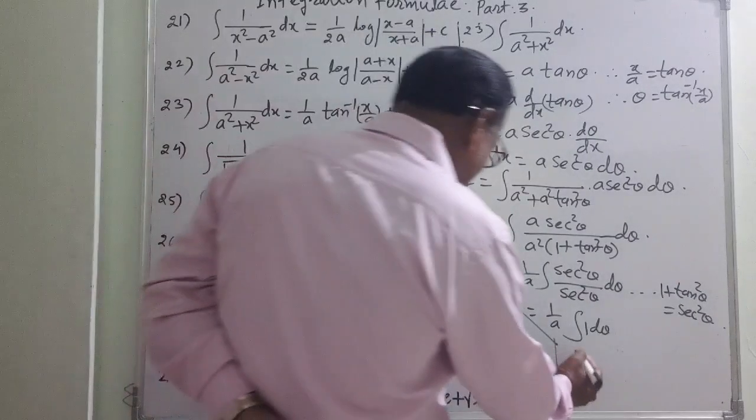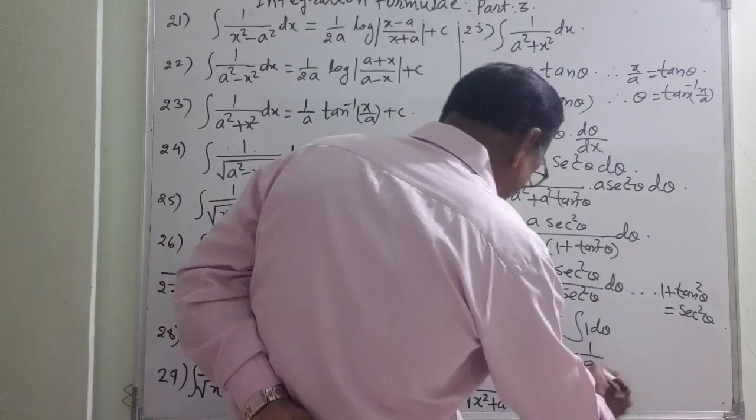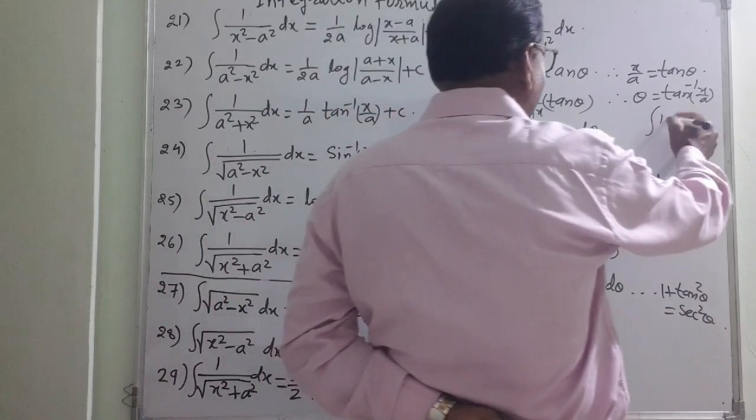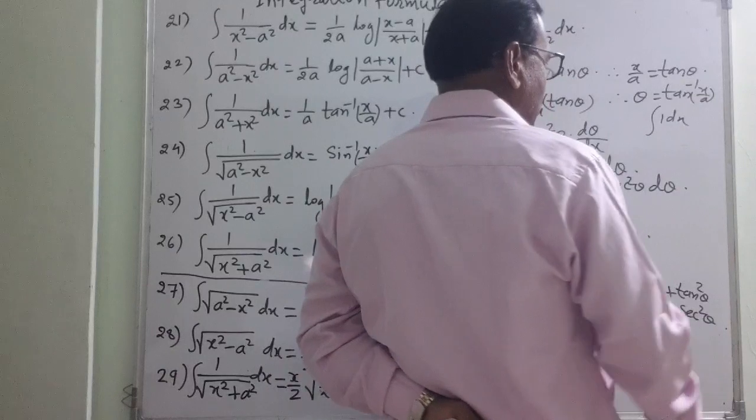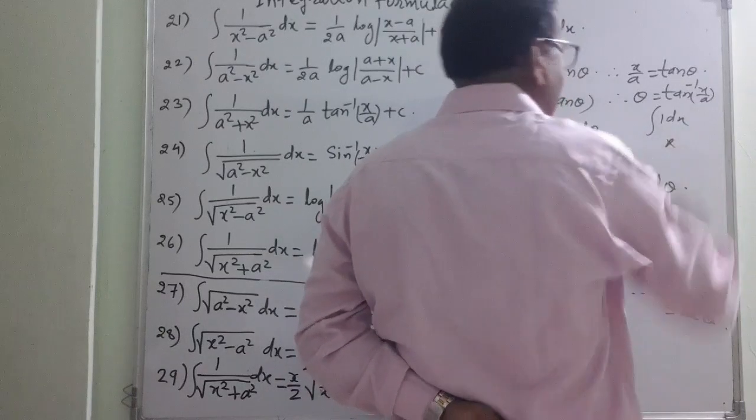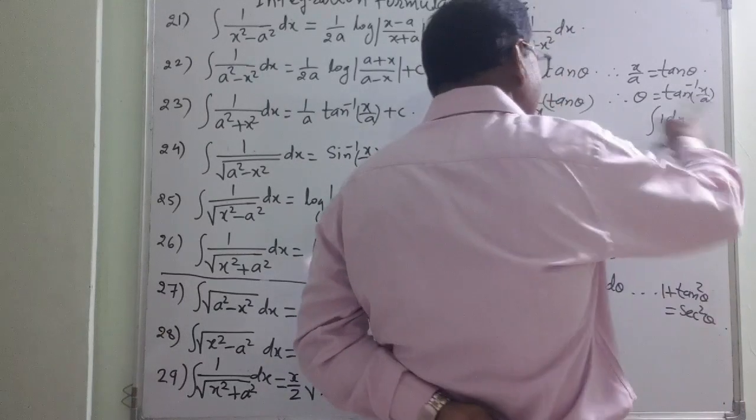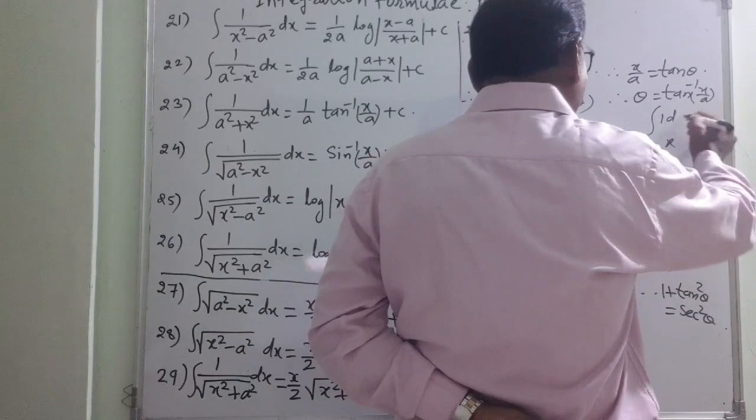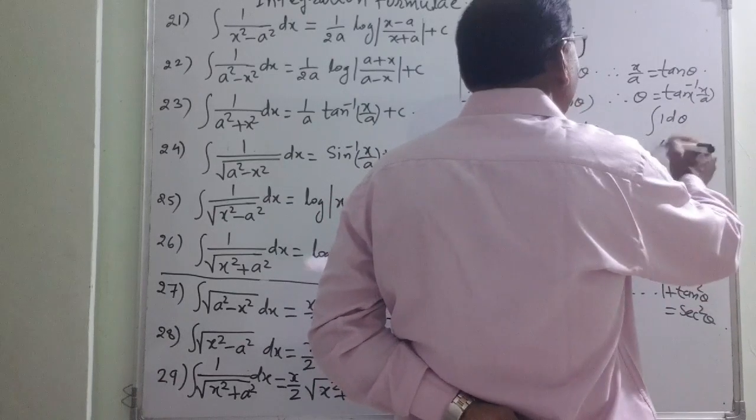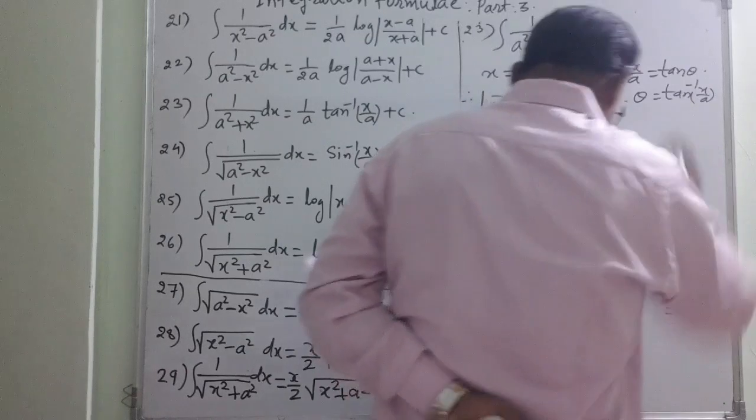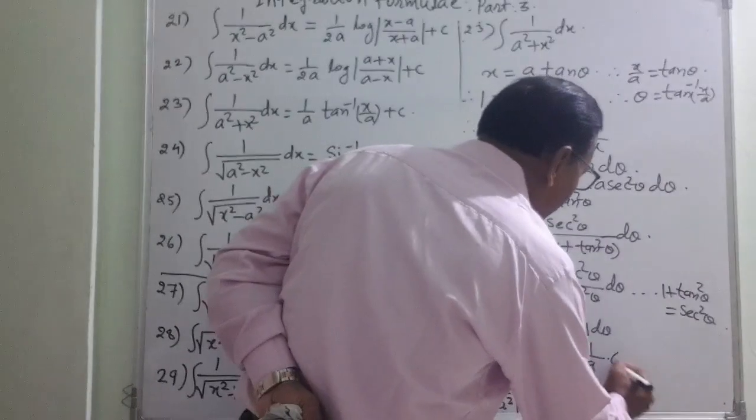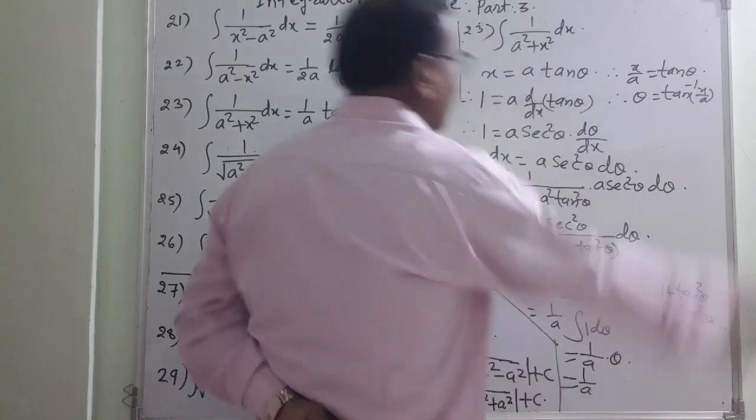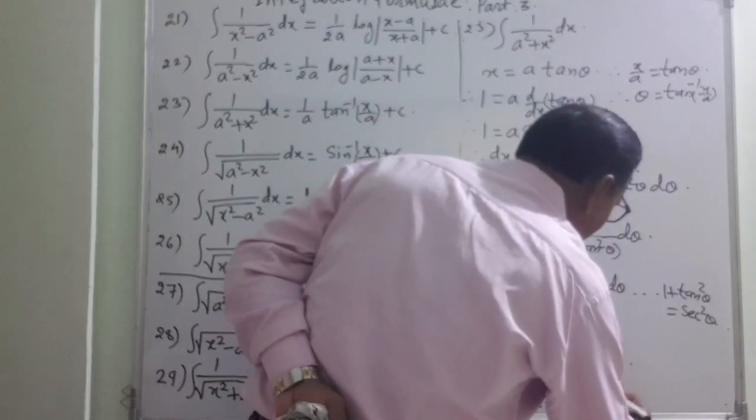Now this is equal to 1 upon a integration of 1 dx. The integration of 1 dx will be x. Similarly, if it is d theta, 1 d theta means what? Theta. So this will be into theta. That is equal to 1 upon a. What is our theta? Tan inverse x upon a.